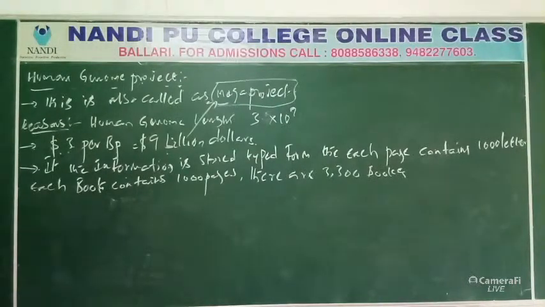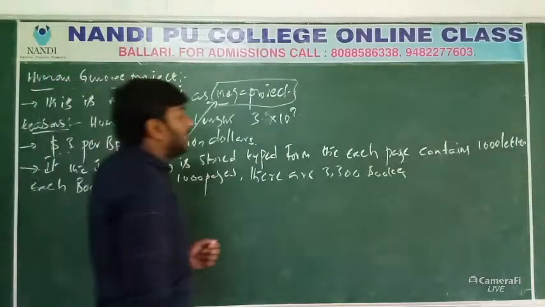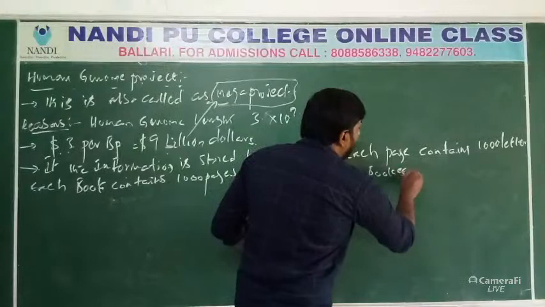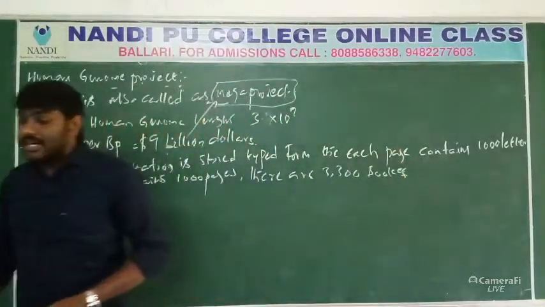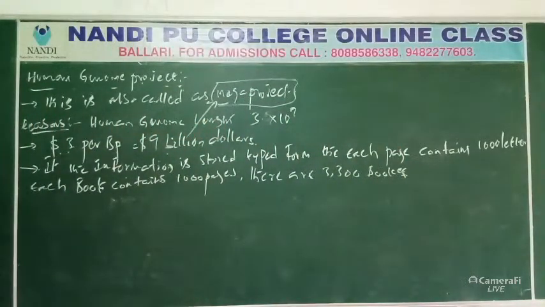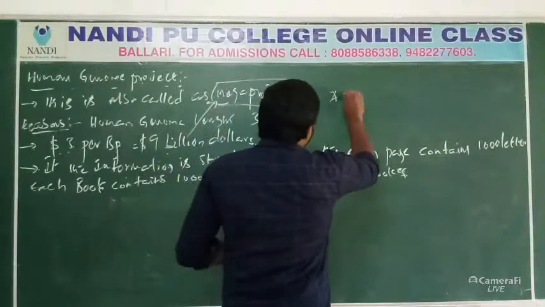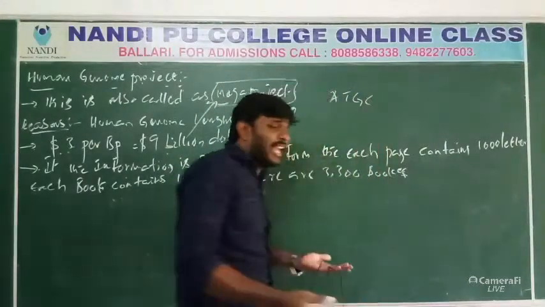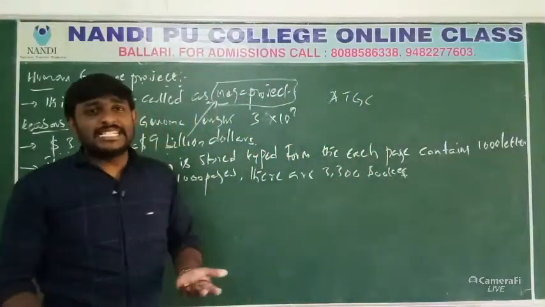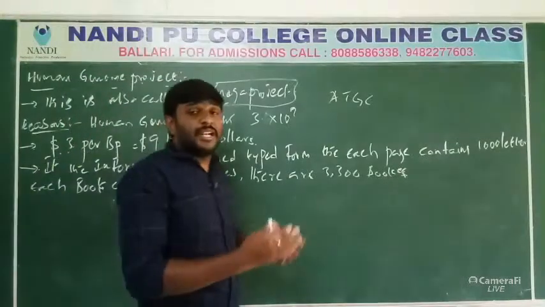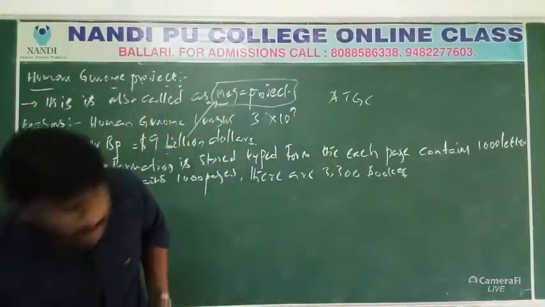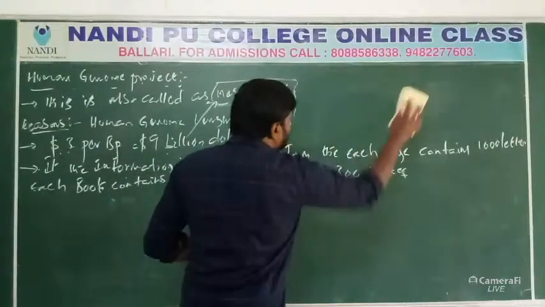How many books are required here, children? Nearly 3300 such books are required to store the information of human genome. That is nothing but to store the nucleotide sequence. What is the nucleotide sequence, children? That is nothing but ATGC only. The arrangement of that ATGC may be different. So here, such a type of ATGC information should be stored.